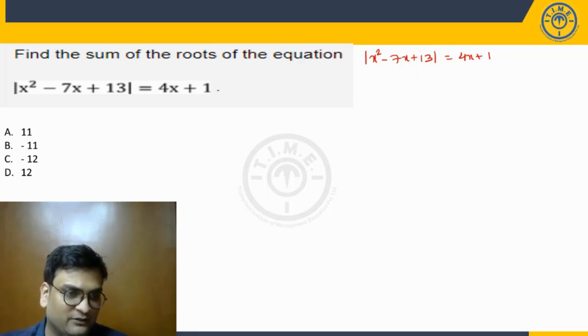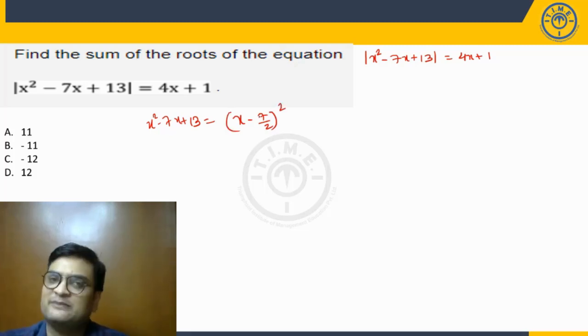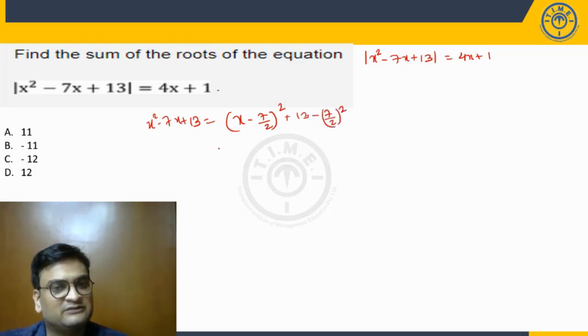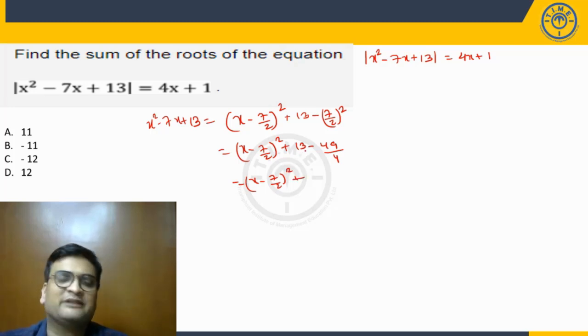Now if you pay close attention to the expression inside, x square minus 7x plus 13, can we not write it as x minus 7 by 2 the whole square? Please notice, x minus 7 by 2 whole square, expand, what do you get? We'll get x square minus 7x plus 7 by 2 whole square. Now what am I left with? 13 minus 7 by 2 the whole square. So this will be x minus 7 by 2 whole square plus 13 minus 49 by 4, which is nothing but x minus 7 by 2 whole square plus, 4 into 13 is 52, 52 minus 49 is 3 by 4.